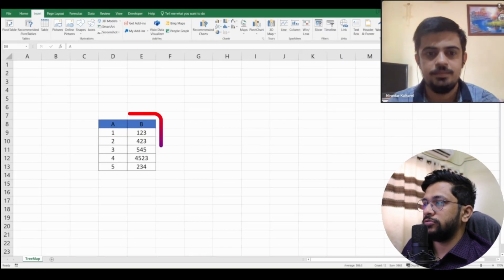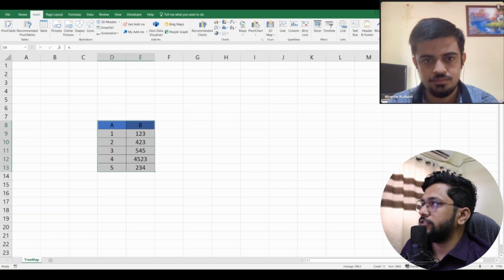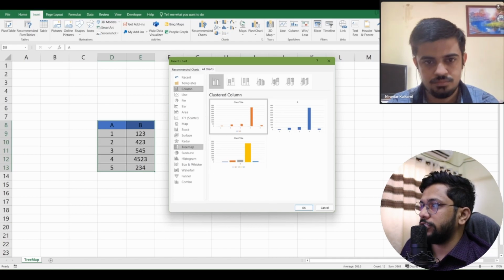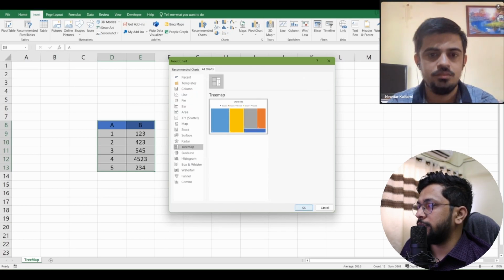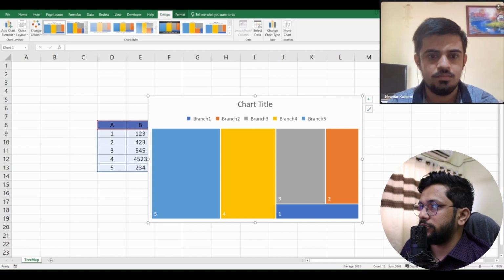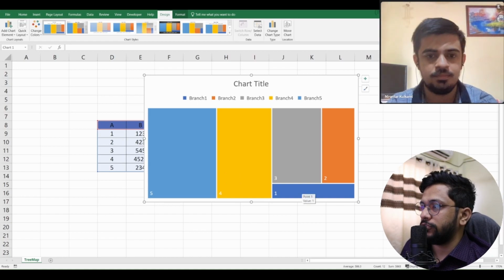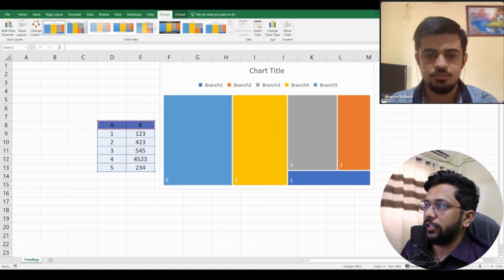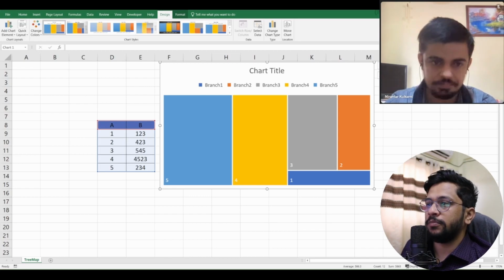So I'll just show you. Say we have sample data on our screen and we would use charts, all charts. We can go to tree map. So now if you see, this tree map is actually what we see. There is 1 2 3 4 5, right? Now you would be confused about how this 5 became greater, but ideally the value is higher for the 4th row, right?